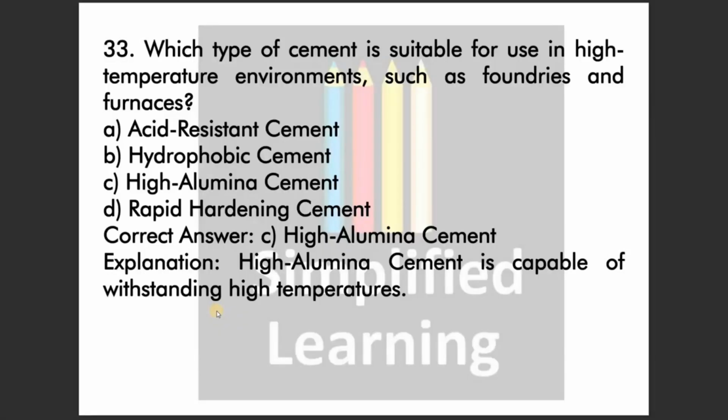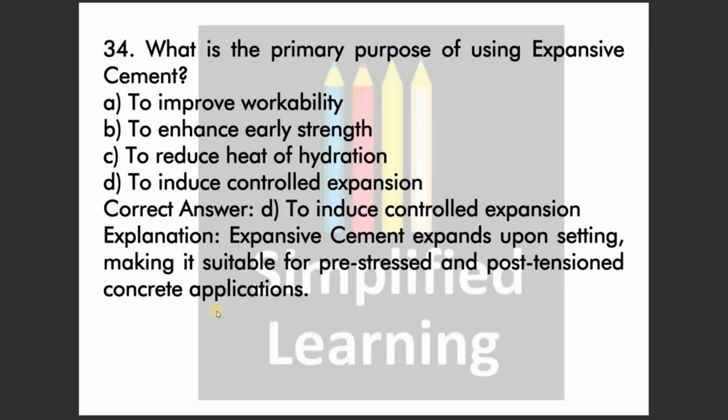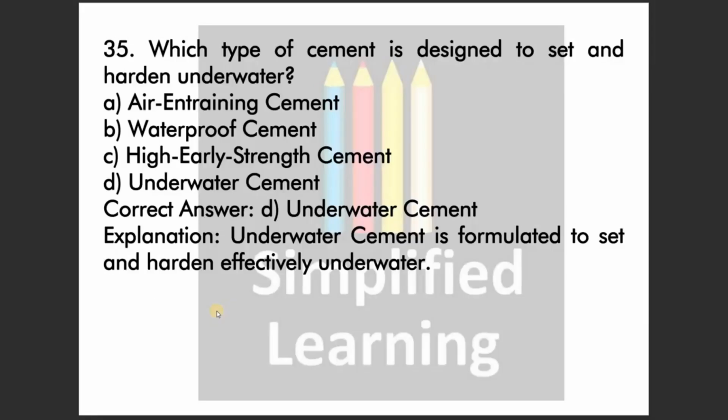Then which type of cement is suitable for use in high temperature environments such as foundries and furnaces? Then we will be going with high alumina cement because it can withstand very high temperatures. Then what is the purpose of using expansive cement? To induce controlled expansion, we are going to use expansive cement. It has application in pre-stress and post-tension concrete applications.